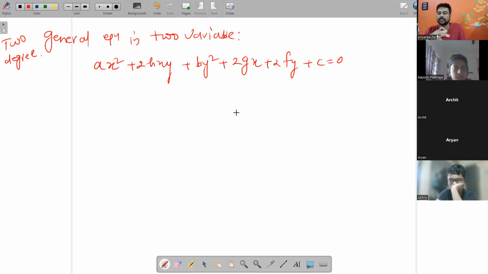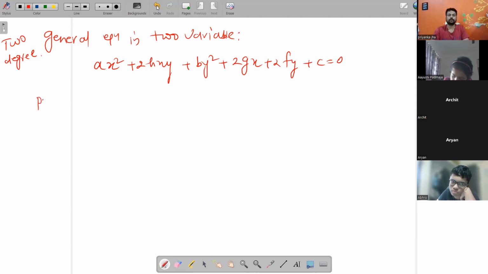Variables are x and y, and you can see that all the terms have degree 2. x squared, y squared, the degree is 2 because the maximum power of x and y is 2. And here also you can see that power of x is 1, power of y is 1. If you add, you will get 2. So this is general equation in two variable of degree 2. Now, suppose you are given this kind of equation, and we have to check whether this can be factorized or not. Then what are the conditions? That we'll understand.